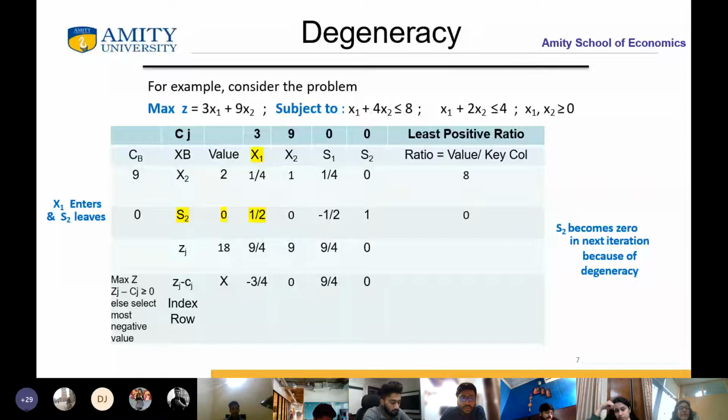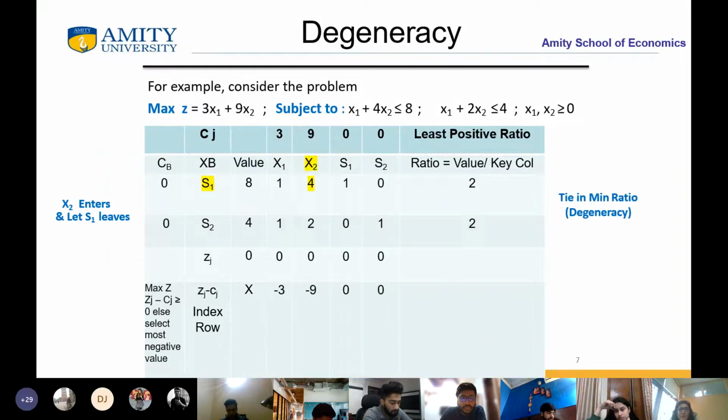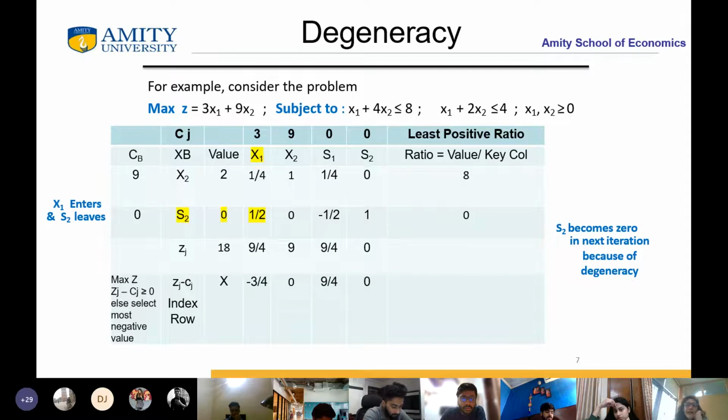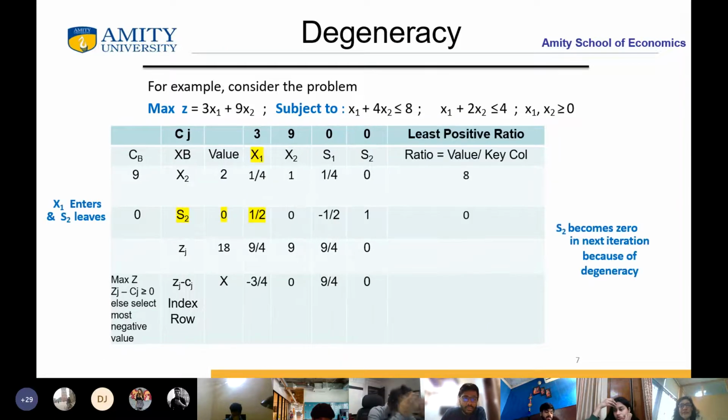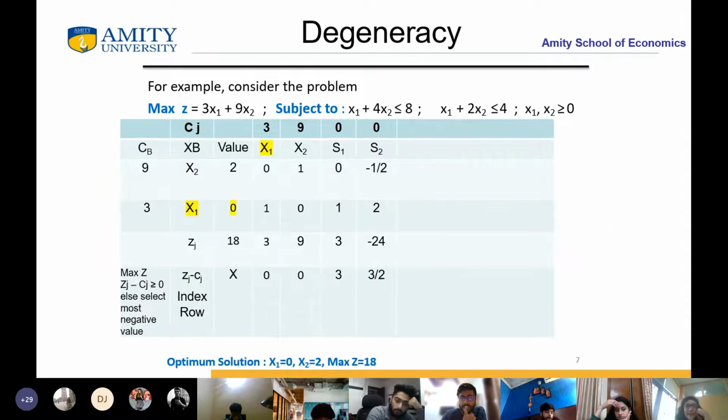We have selected the first one here, S1, as the departing variable and X2 as the entering variable. Due to this, for a basic variable we have a 0 value here, and S2 becomes 0 the next time. Now we'll take the minimum positive ratio, and then we remove this 0, and in that place, x1 enters into the system and we get the optimal solution.